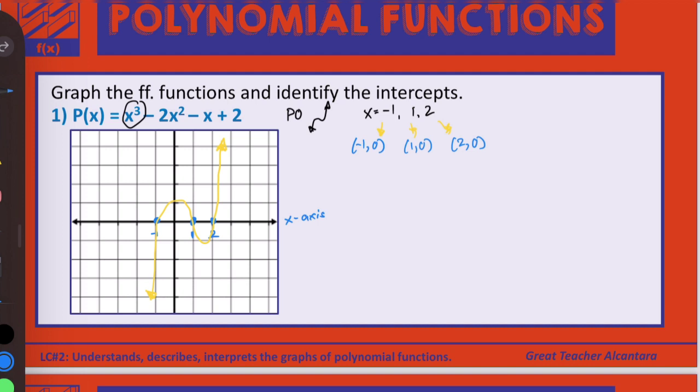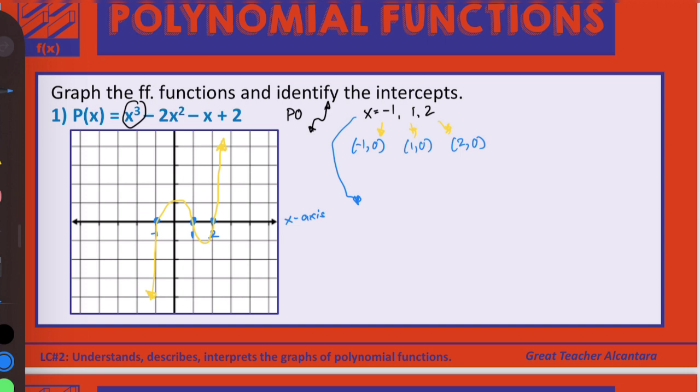Now, what can we actually do with the x-intercepts other than graphing and plotting points? These intercepts can be used in order for us to get the factored form of a polynomial function. Sometimes, when you get the x-intercepts, it's just a one-step kind of thing, but sometimes there's something that you have to add. But in this example, it's basically like this.